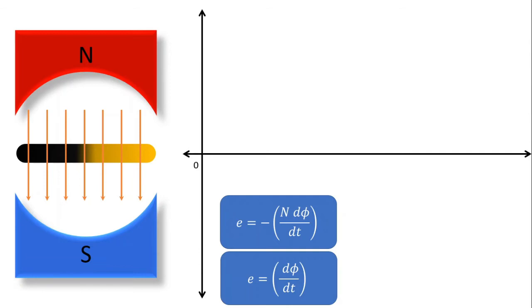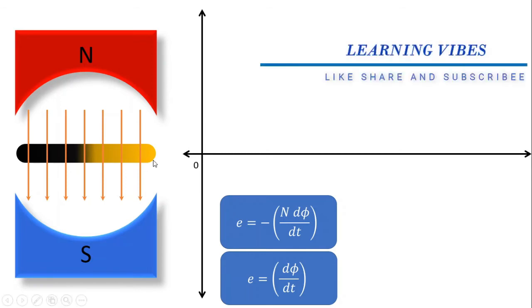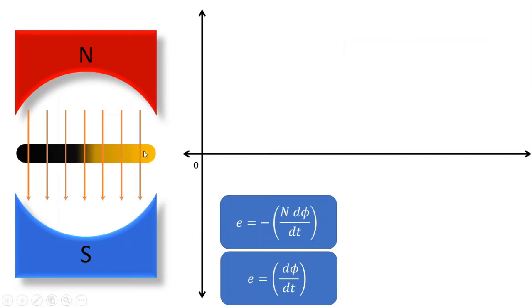So now this is position number 1. At position number 1, the velocity of the conductor is parallel to the magnetic lines of force, like this. So when it is parallel to the magnetic lines of force, there will not be any cutting of flux. At this position the change of flux is minimum, and when the change of flux is minimum, the induced EMF in this conductor is minimum, and that we can see from here.